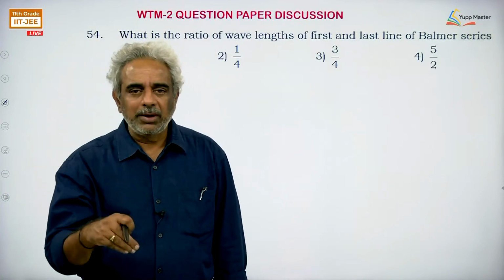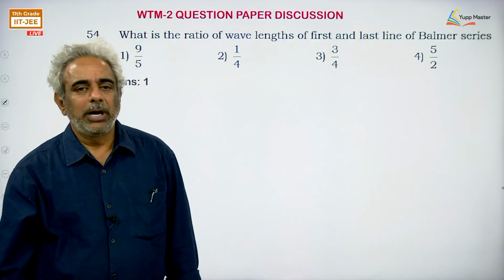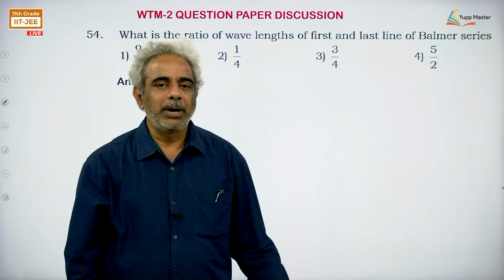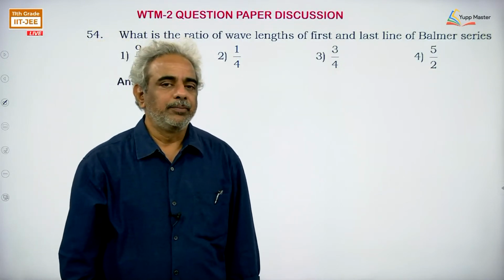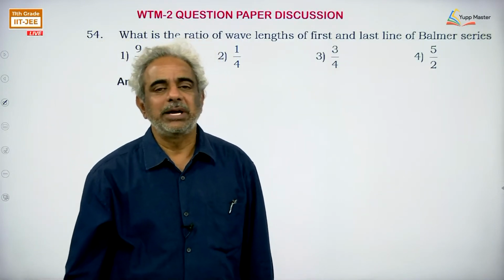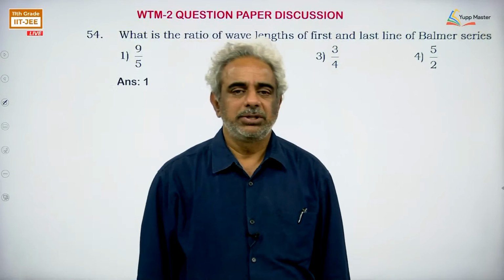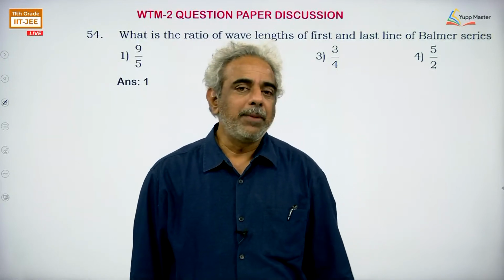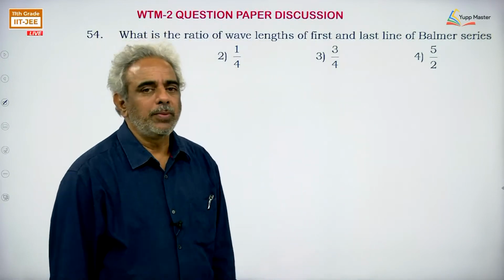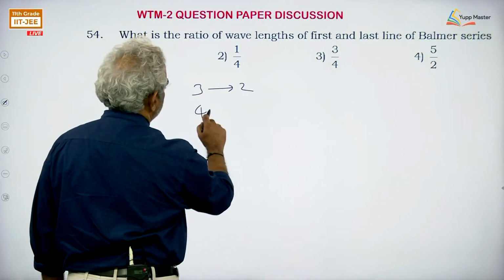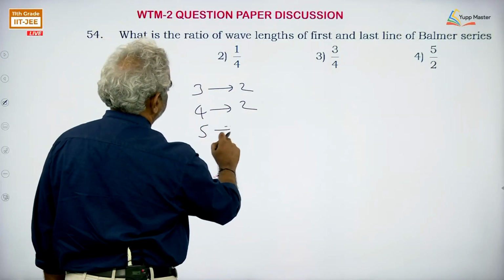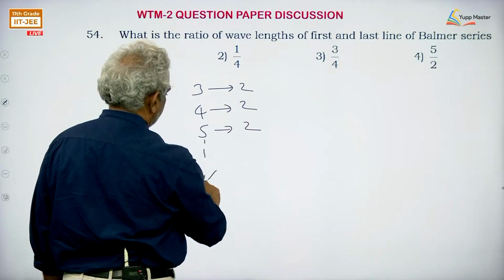Balmer means the lower limit is what? 2. For Lyman the lower limit is 1. For Balmer the lower limit is 2. For Paschen the lower limit is 3. Based on the lower limit only we decide the name of the series. So in Balmer the lower limit is 2. So what could be the transitions? 3 to 2, 4 to 2, 5 to 2, goes on to infinity to 2.